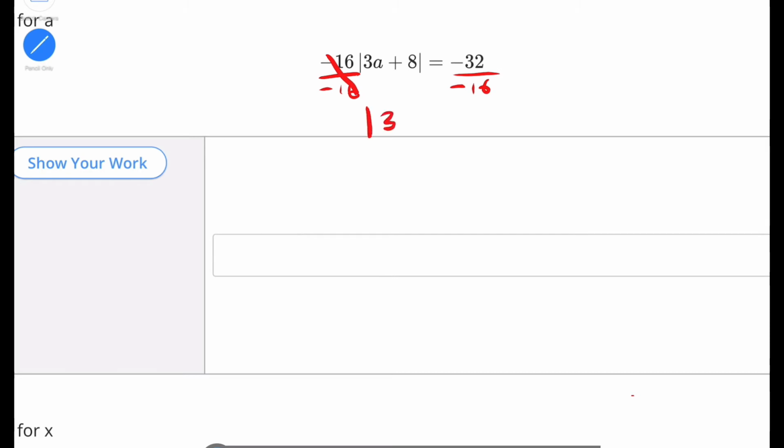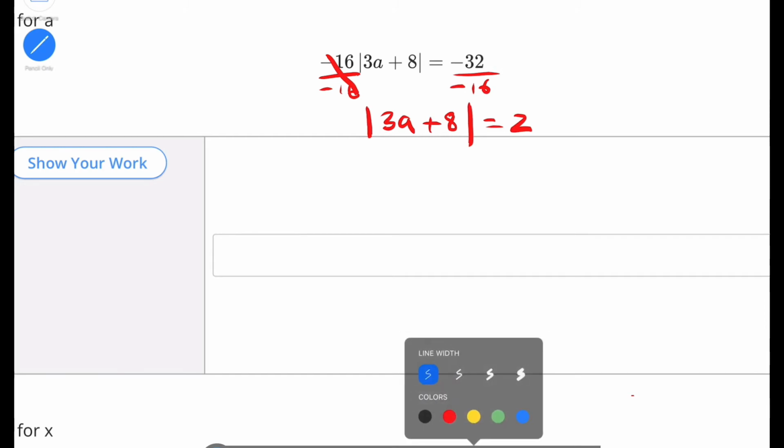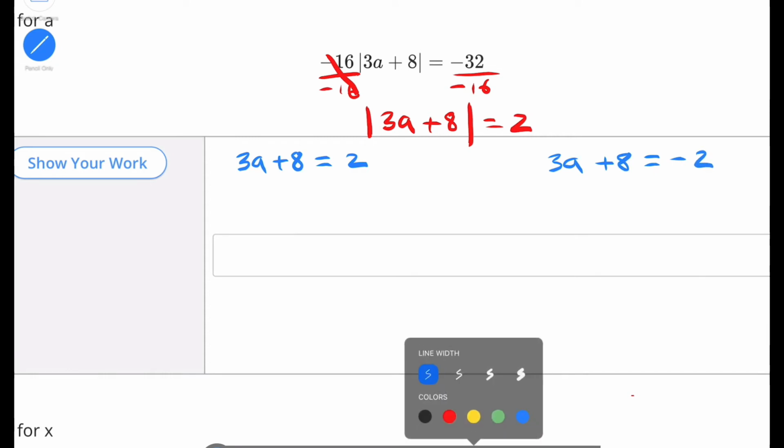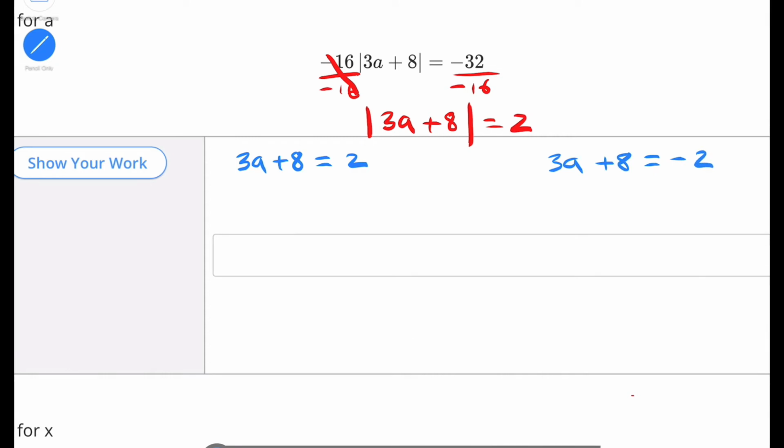So we have 3a plus 8 equals a positive 2. Now we have a solution. We have two solutions. Okay, so we're going to write our two equations: 3a plus 8 equals 2 and 3a plus 8 equals negative 2. Then we are going to solve for a.